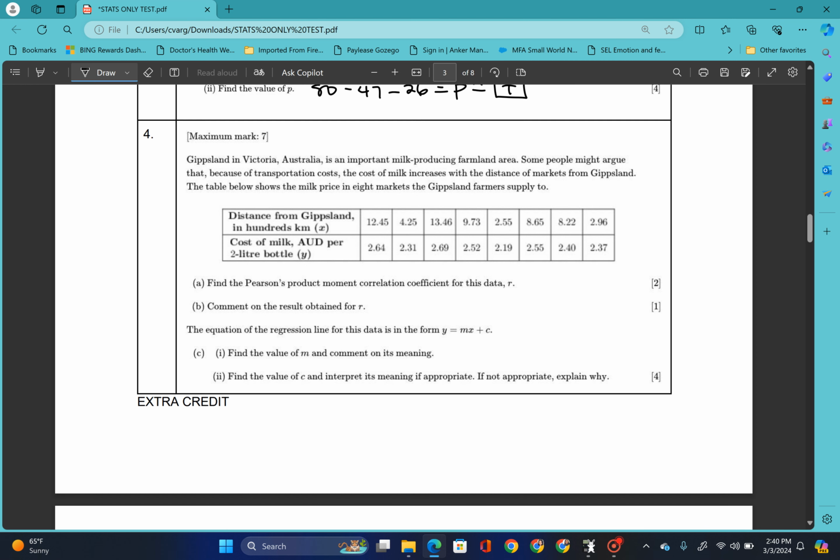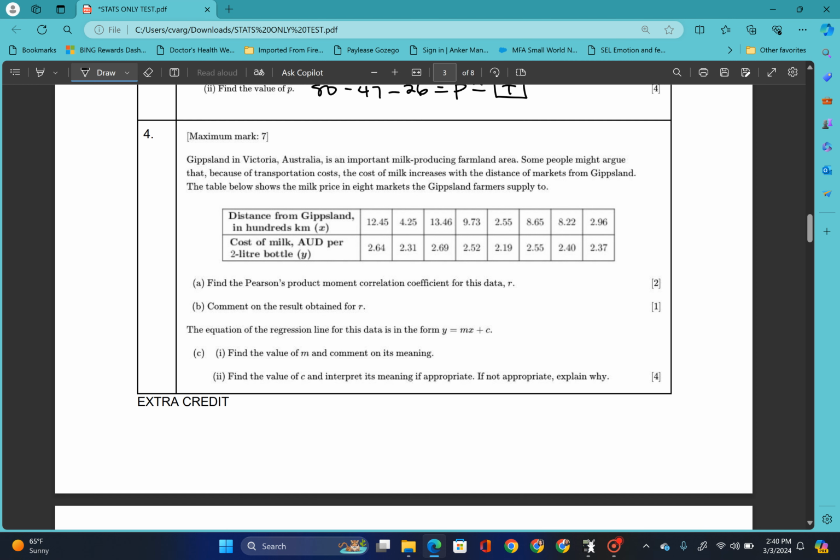Okay, so there is a strong positive linear, right, relationship between, I'd use BTW, the distance from Gippsland and milk price. That's horrible writing, but you get the point.